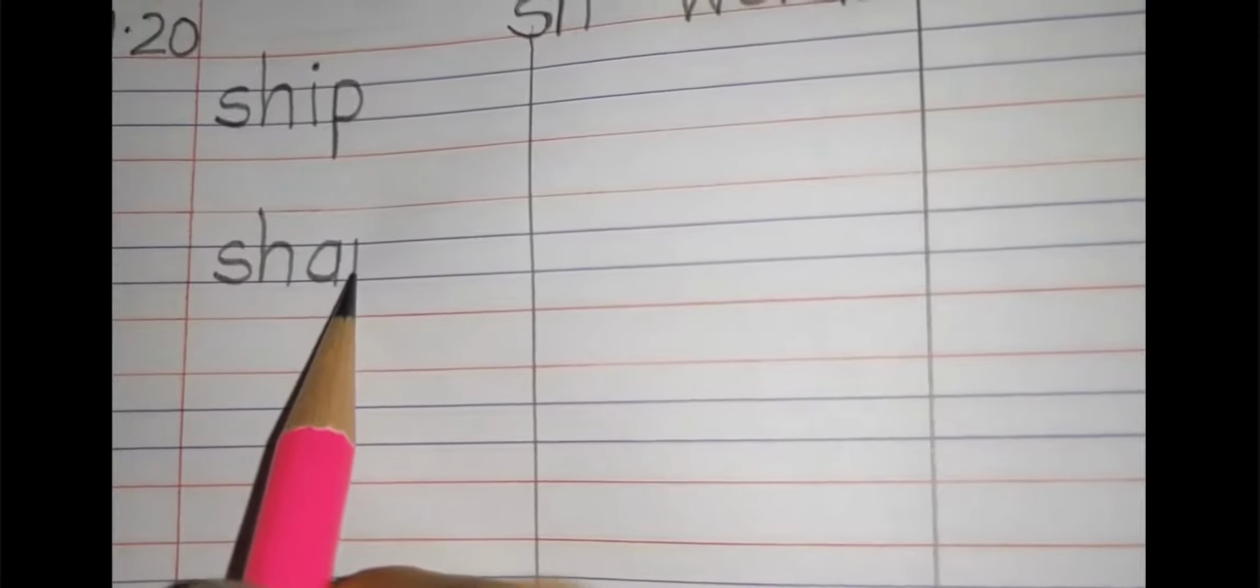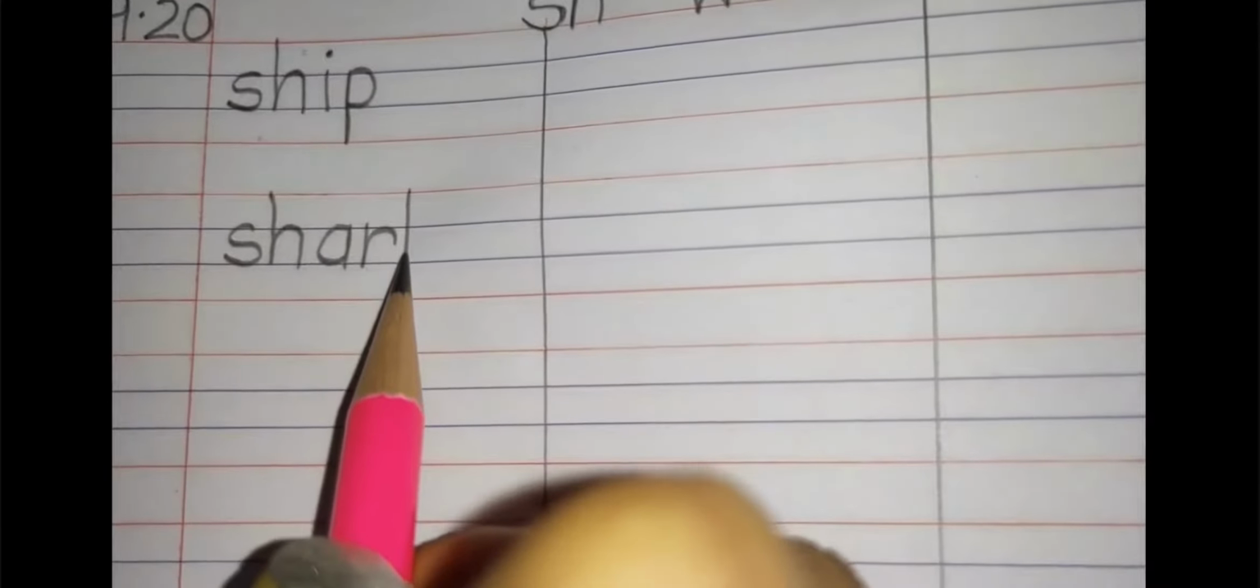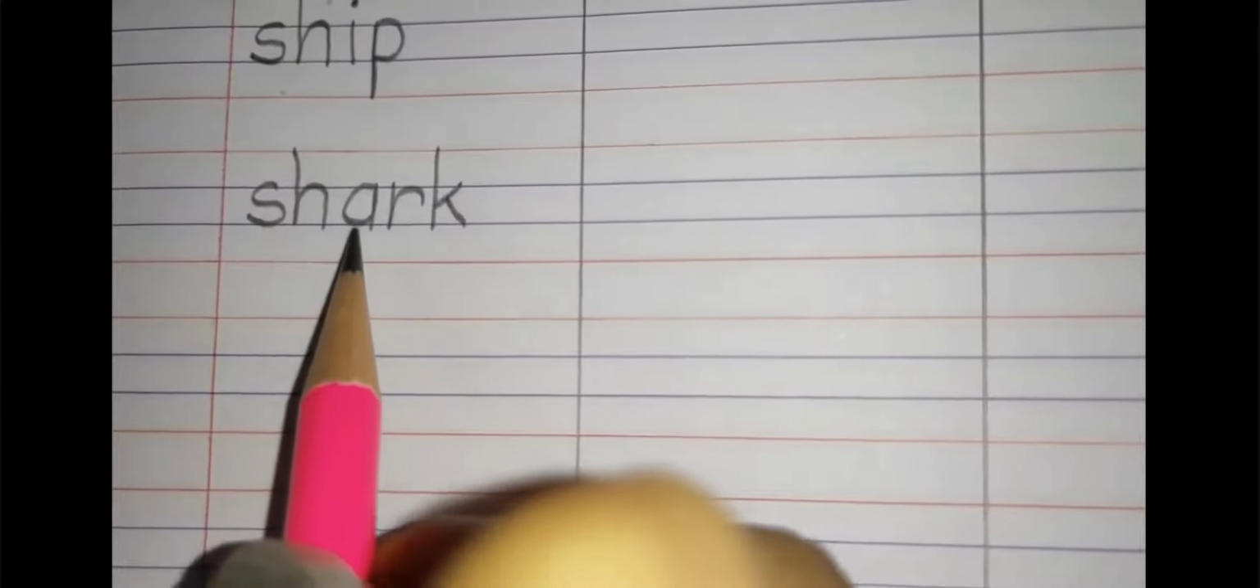Then R. Standing line. Go up. Make a slight curve. For K, first we have to make a standing line till second blue line. Then from the middle we have to make a slanting line. Leave some space and make another slanting line which will touch the second blue line. S-H-A-R-K, shark. Shark is a big fish. It has very sharp teeth.